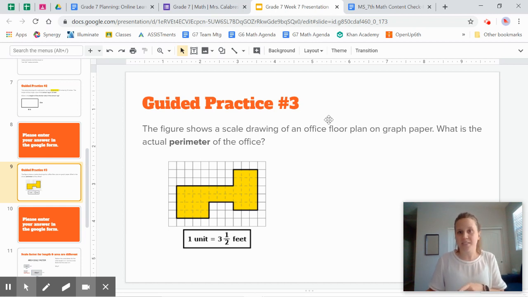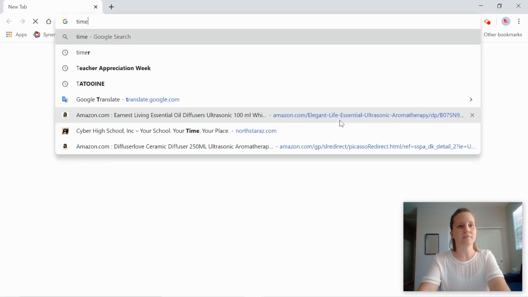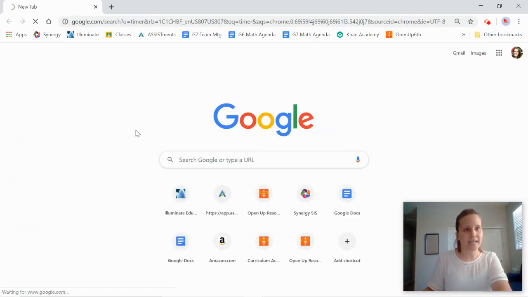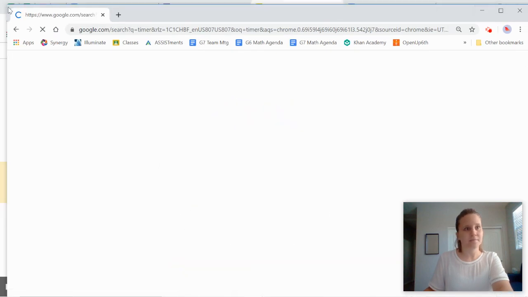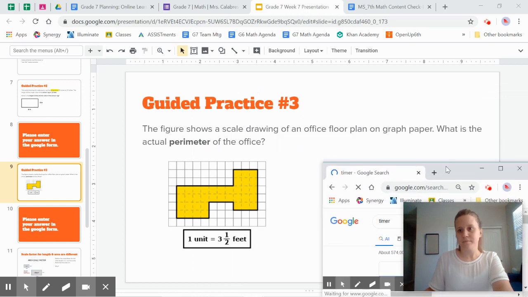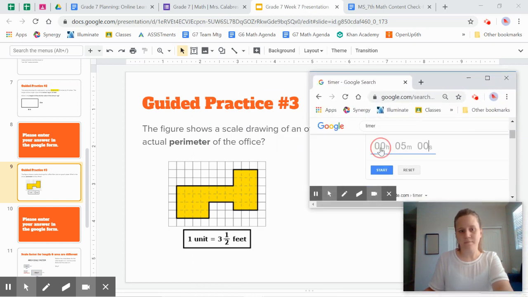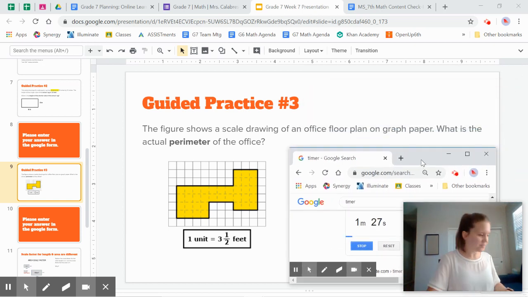I'm going to give you a couple of minutes to try that on your own. Let's say a minute and a half, we'll try for this question. All right, go ahead. Remember that the perimeter is the distance around a figure.